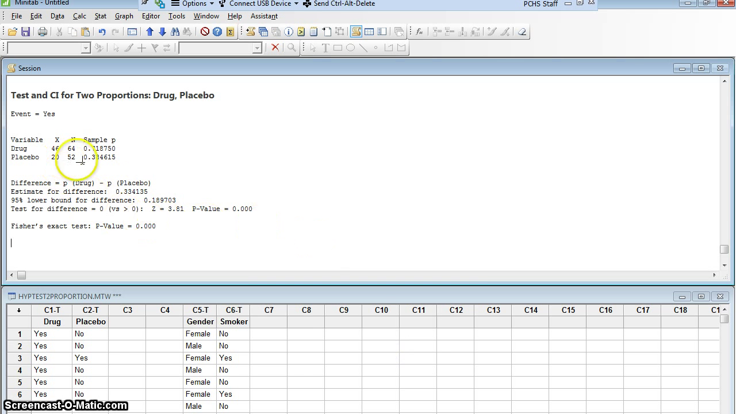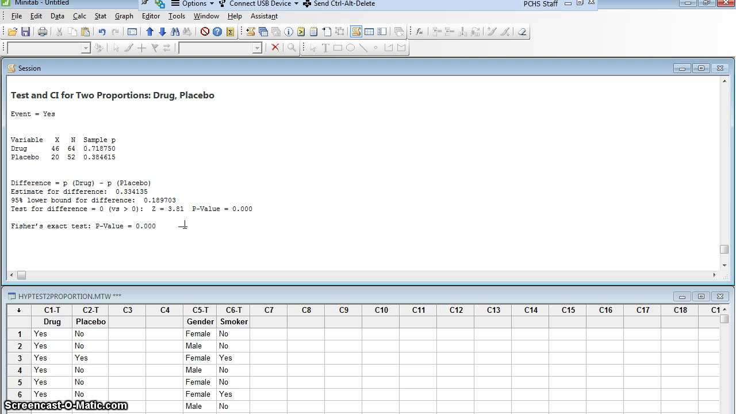And you can see I get my p-value right here of 0. Now this is using the normal distribution. Minitab also does another test called the Fisher's exact test, which gives me a p-value. In this case, they're the same. They're probably not identical, but out to 3 decimal places, they're both 0. So the p is low.